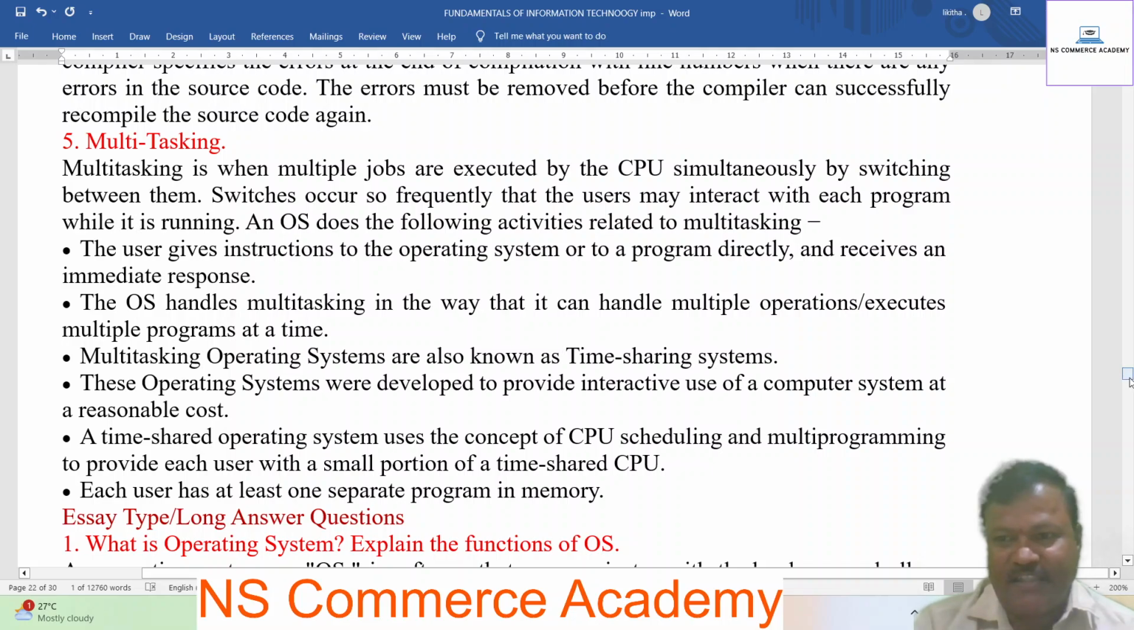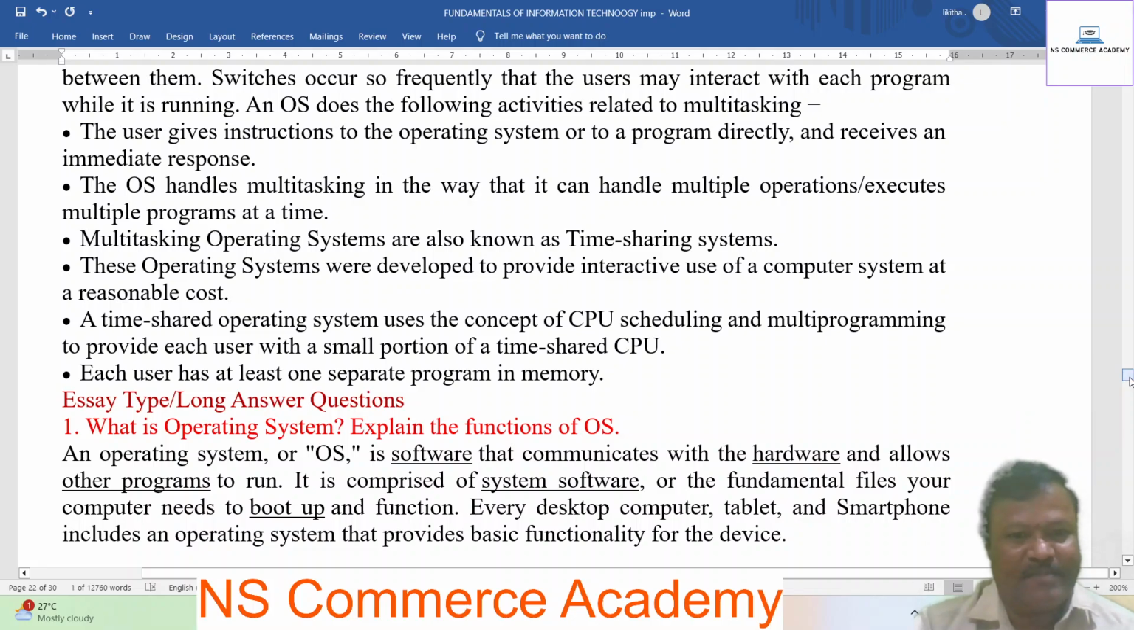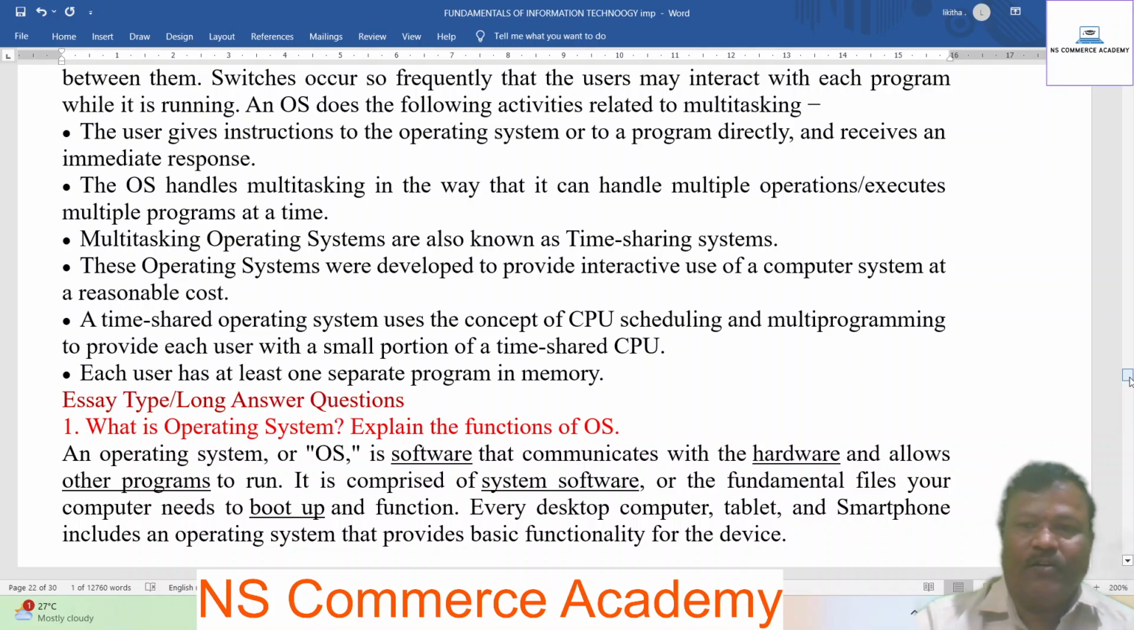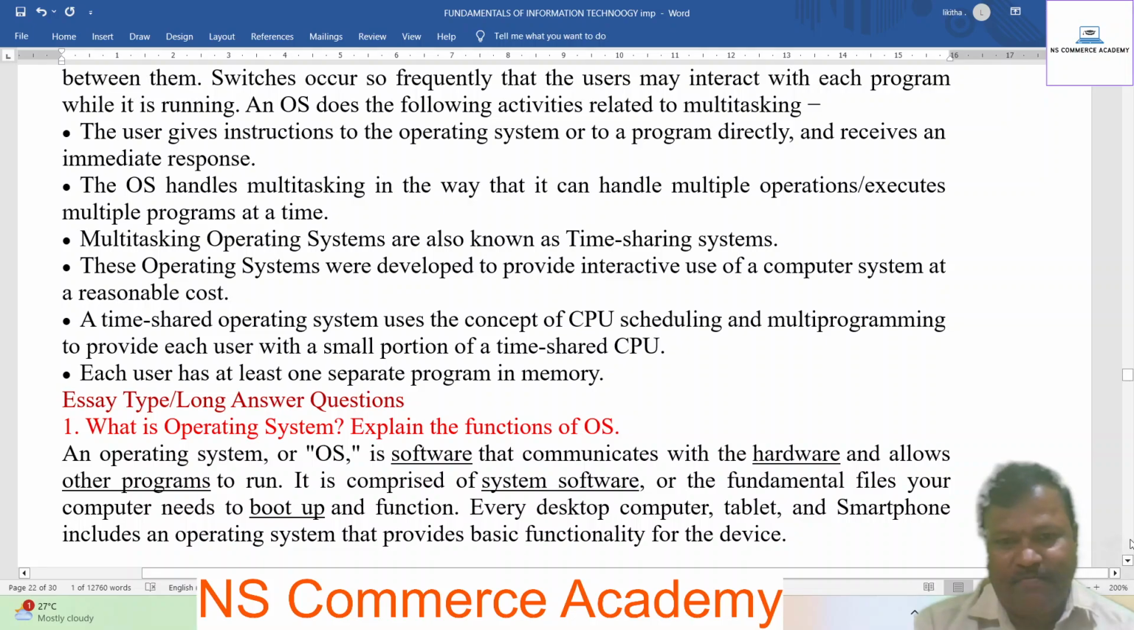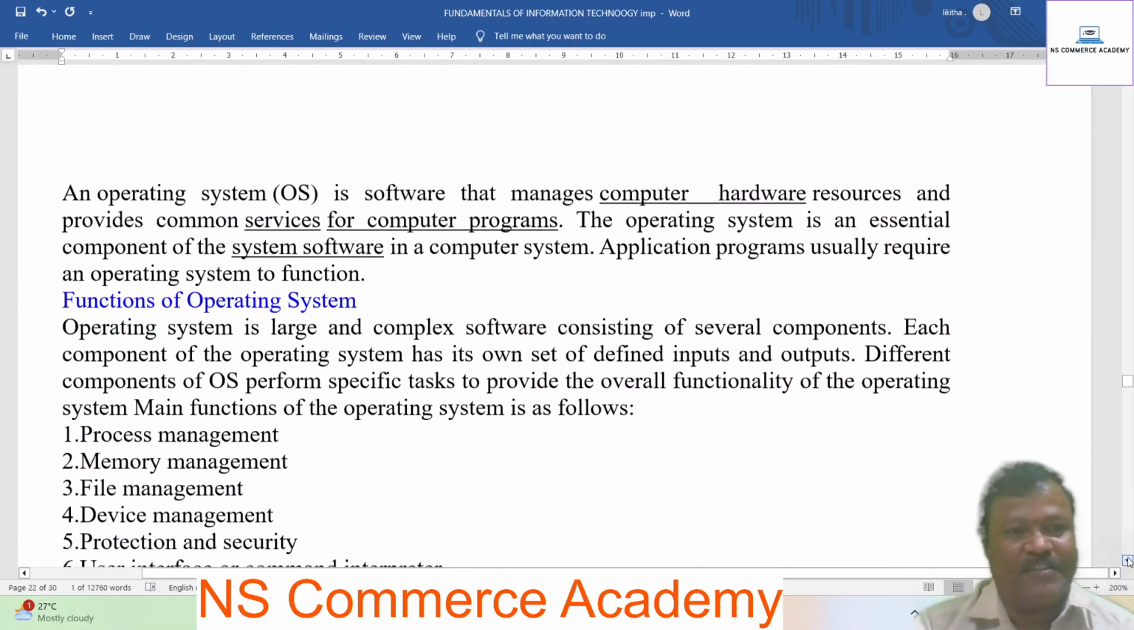Next, essay type questions. First question: what is an operating system? Explain the functions of an operating system. An operating system or OS is software that communicates with the hardware and allows other programs to run. It comprises system software, or the fundamental files your computer needs to boot up and function. Every desktop computer, tablet, and smartphone includes an operating system that provides basic functions.